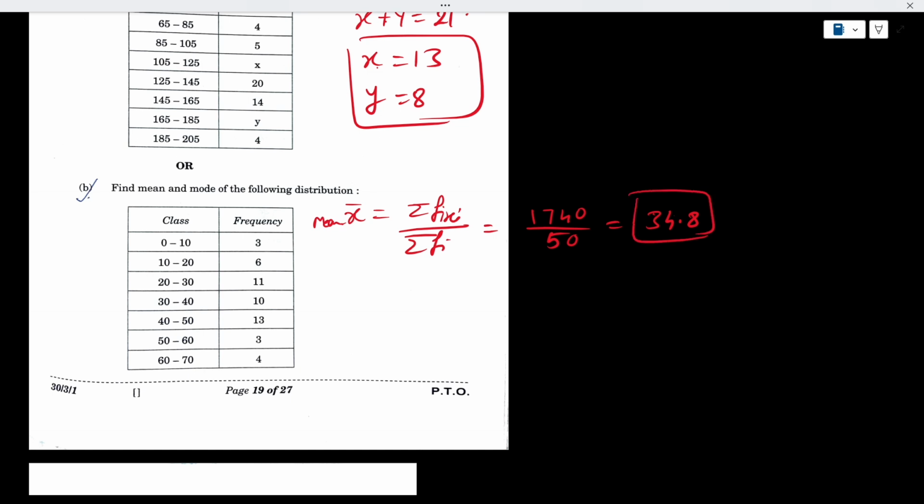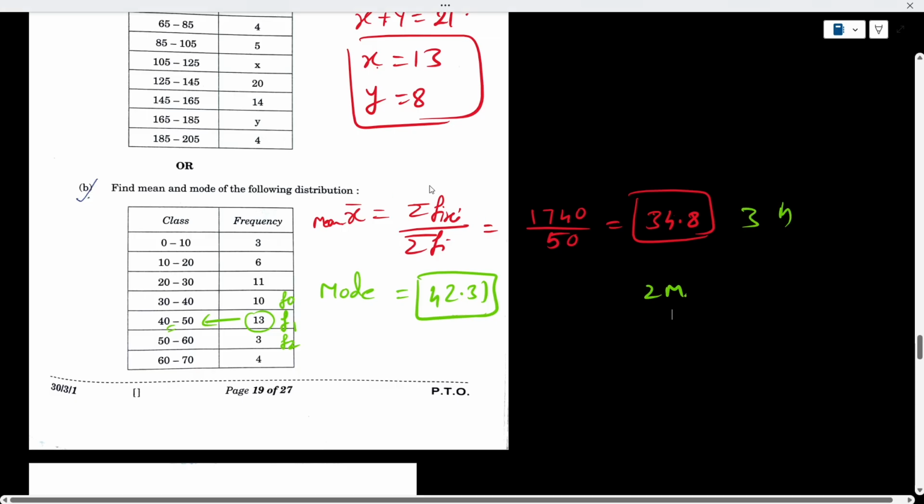Similarly, you need to find out the mode. The mode formula you will use here. What is the modal class here? 13 is the highest frequency, so this is going to be the modal class. This will be your F1, this will be your F0, the next frequency will be F2, and if you use the mode formula, your mode is going to be 42.31. This is your mode. So 3 plus 2, here you will have 3 marks, here you will have 2 marks. Correct.